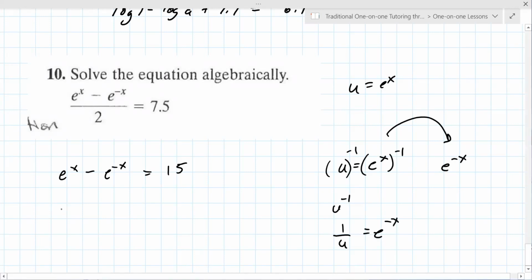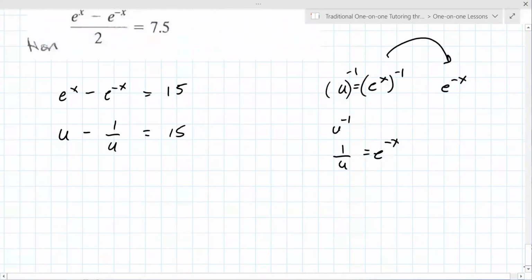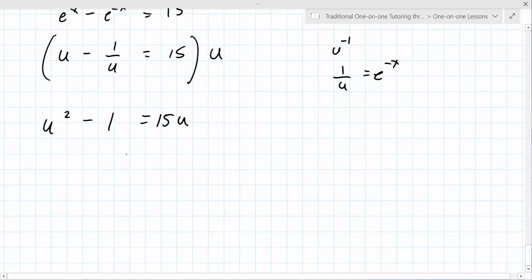Here's why that's important. You are not comfortable solving this equation as is, but by doing this substitution, there's a chance that you can do it. Now this doesn't look any better, but there is a technique for solving this, which is to multiply everything by u. You get u squared minus 1 equals 15u. And then you move this over: u squared minus 15u minus 1.